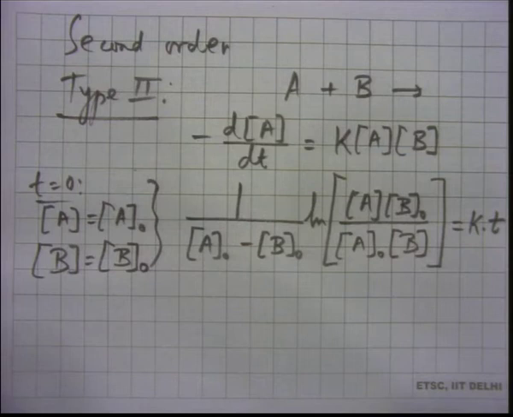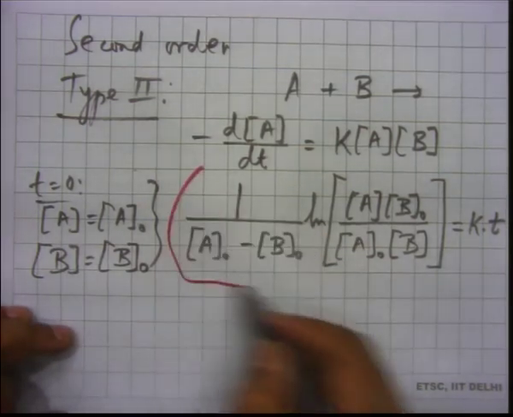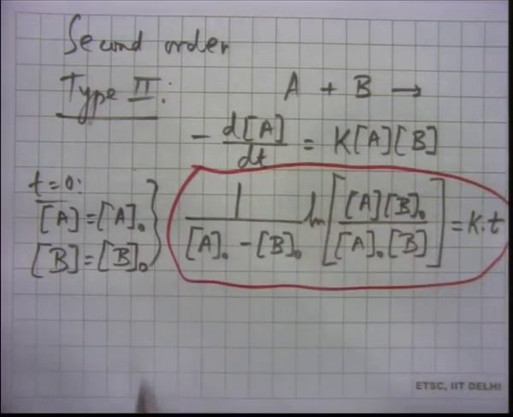We'll also use the other equation for dB by dt. So A and B can be related. The point is that you start with some A naught and B naught. Every time A is reacting, B is also reacting. So these can be related. So ultimately we should be able to arrive at this. Now the derivation, of course, we are leaving out. This can be verified.